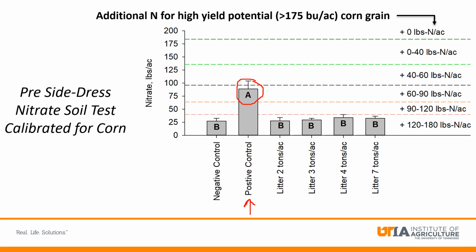To give context to this graph, we do have our recommendations shown here on the graph. So depending on where your soil nitrate test comes out, we have different recommendations here for the amount of additional nitrogen that you should apply at V6. So this is a very useful tool if you are going to be using litter to produce corn grain.